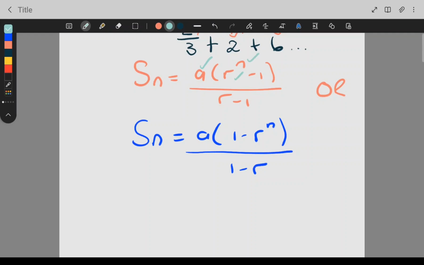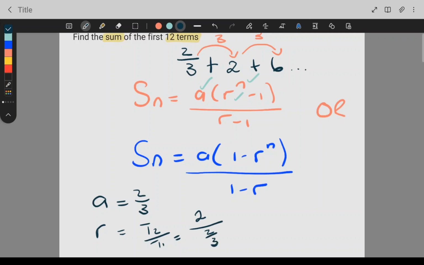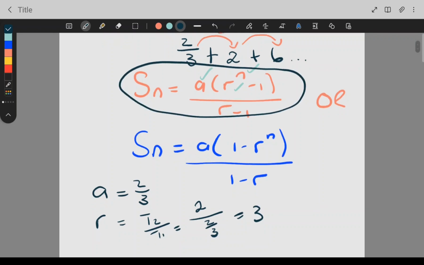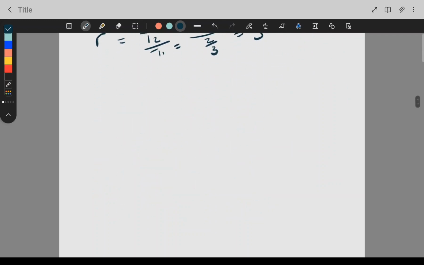So let's quickly see. If we look at our pattern, A is the first term, which is 2 over 3. R is the constant ratio, which is term 2 over term 1. So term 2 is 2 and term 1 is 2 over 3. And if you divide that, you get 3. So there we have that. I'm going to use this formula. Let me write it down again.